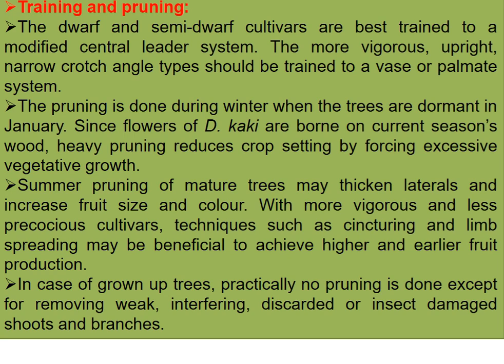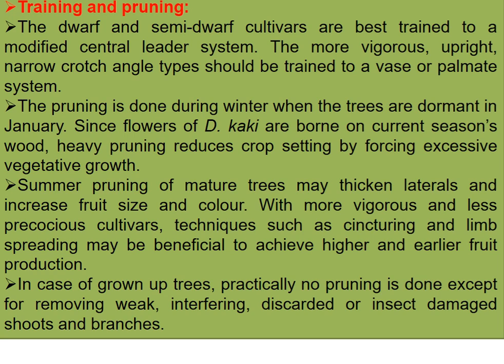The pruning is done during the winter when the trees are dormant, in January. Since the flowers of Diospyros kaki are borne on the current season's shoots, heavy pruning reduces the crop setting by forcing excessive vegetative growth. Summer pruning of the mature trees may thicken laterals and increase the fruit size and color.